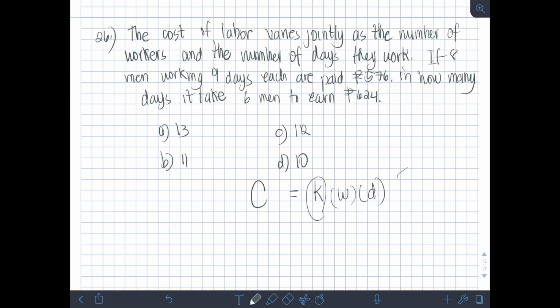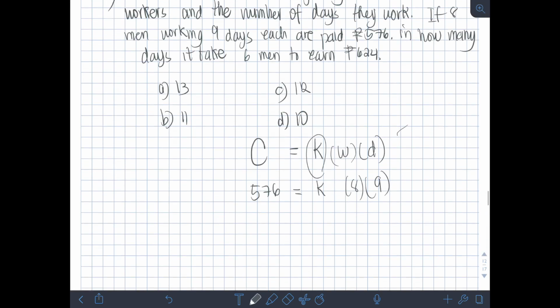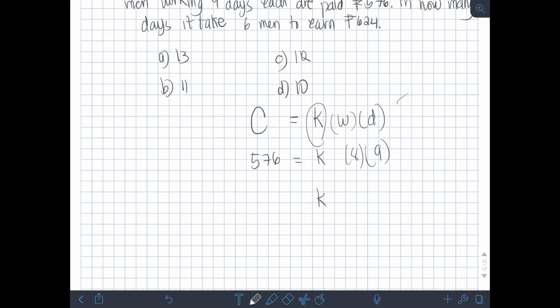So, paano natin masasolve si K? Substitute natin yung unang mga given. So, sabi, if 8 men working 9 days are each paid 576, so we have 576 equals to 8 men. So, K times 8, and the number of days is 9. So, we have K is equal to 576 divided by 8 times 9. So, we have 8. So, K is 8.